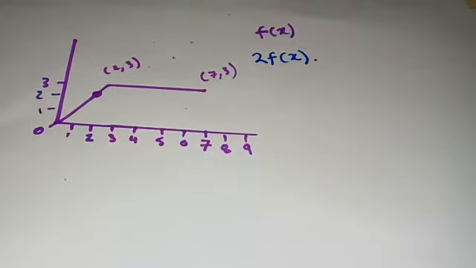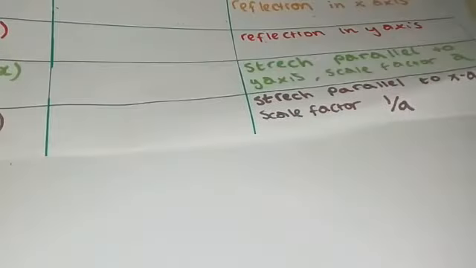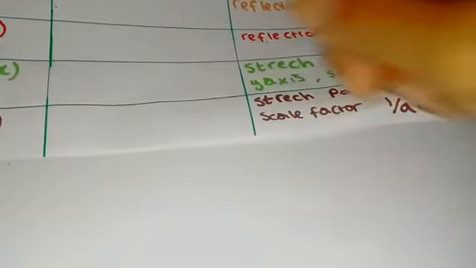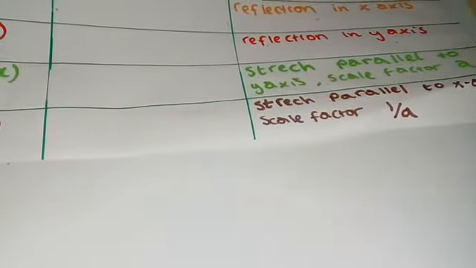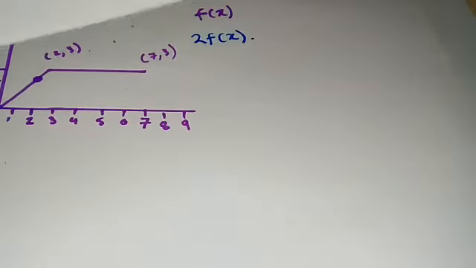For example, I have drawn out the graph of f of x, and it's just a random graph. Let's say we want to draw the graph of 2f of x. Now if we look back at the rules, it says that af of x means a stretch parallel to the y-axis, scale factor of a. Therefore 2 is a, and we are going to stretch this graph parallel to the y-axis, scale factor 2.